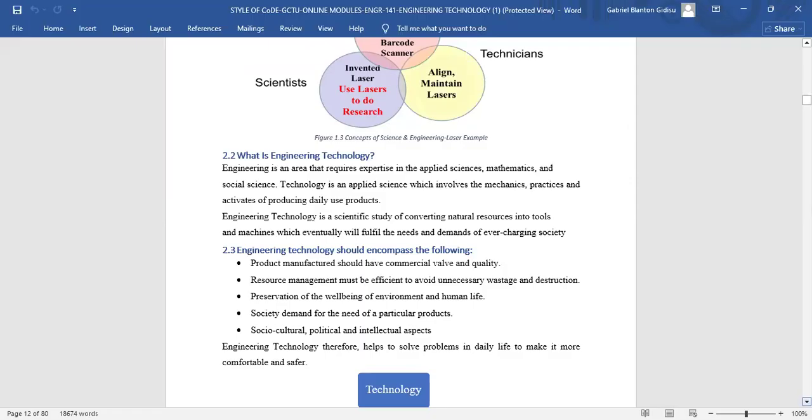One, product manufactured should have commercial value and quality. This is where we Ghanaians are having problems. Whenever you produce a product, does it have the standards that meet the international market? You have to consider that. It will not stay in the market for only 3 days and go. Will it sustain? Resource management must be efficient to avoid unnecessary wastage and destruction.